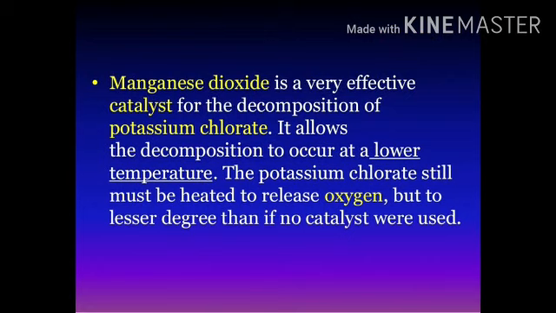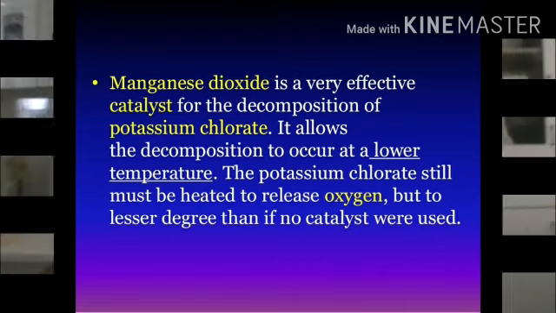The next example is that of decomposition of potassium chlorate. In this reaction, manganese dioxide serves as the catalyst. It allows the decomposition to occur at a lower temperature. Potassium chlorate still must be heated to release oxygen, but to a lesser degree than if no catalyst were used.